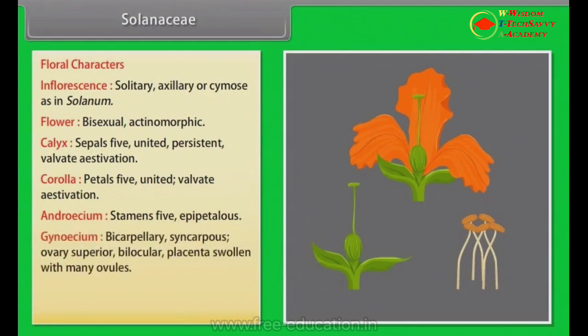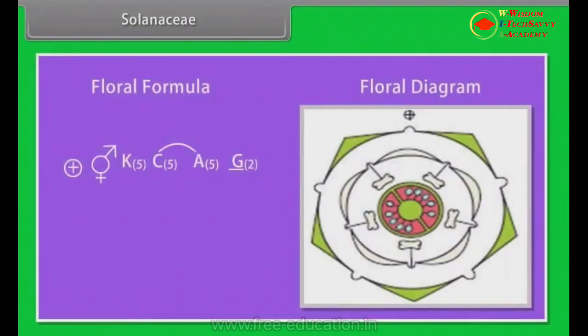Gynoecium bicarpellary, syncarpous, ovary superior, bilocular, placenta swollen with many ovules. Fruit berry or capsule. Seeds many, endospermous. Floral formula is, and this is the floral diagram.